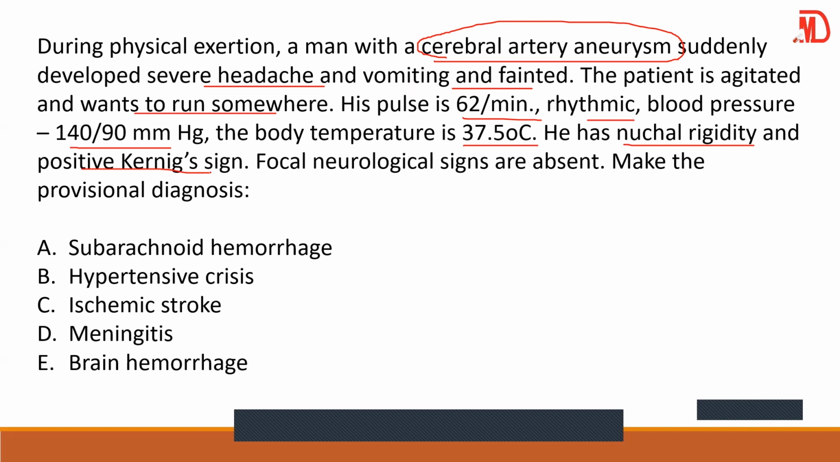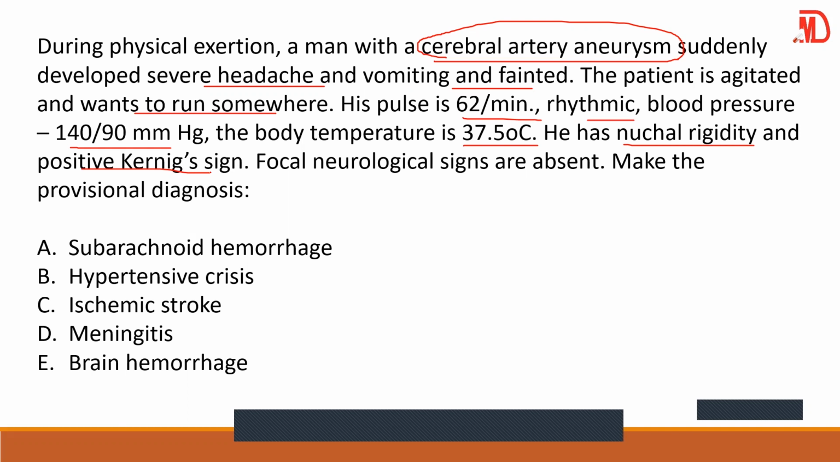So they said this man had a cerebral artery aneurysm. So what can possibly happen is that this artery could have ruptured, meaning there is now a hemorrhage inside the brain. And that's the possible reason why this man is suffering like this: this person has ruptured the cerebral artery.